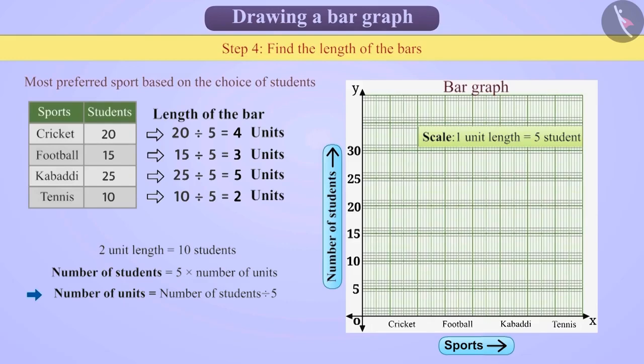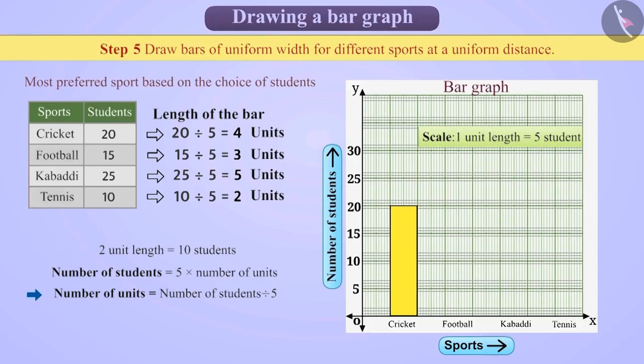Step 5. Now we will draw the bars of uniform width for different spots at a uniform distance. For instance, for cricket, we will draw a bar of 4 unit length. Next, for football, we will draw a 3 unit length bar of the same width, keeping uniform distance. Can you tell us how we will draw a bar for kabaddi? Think for a while.